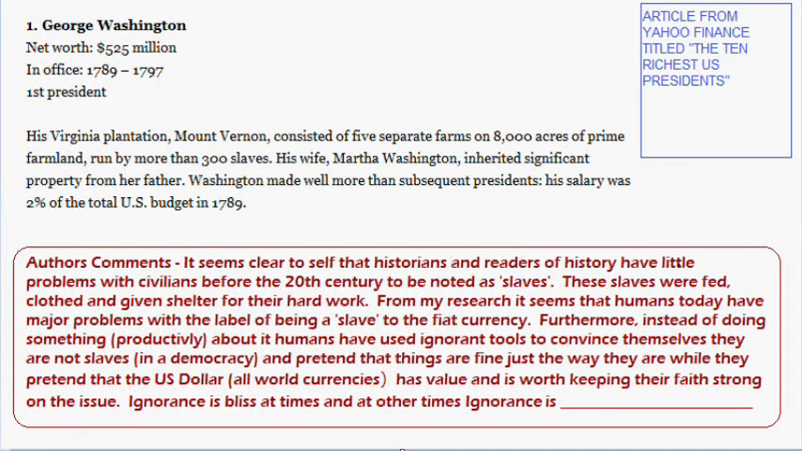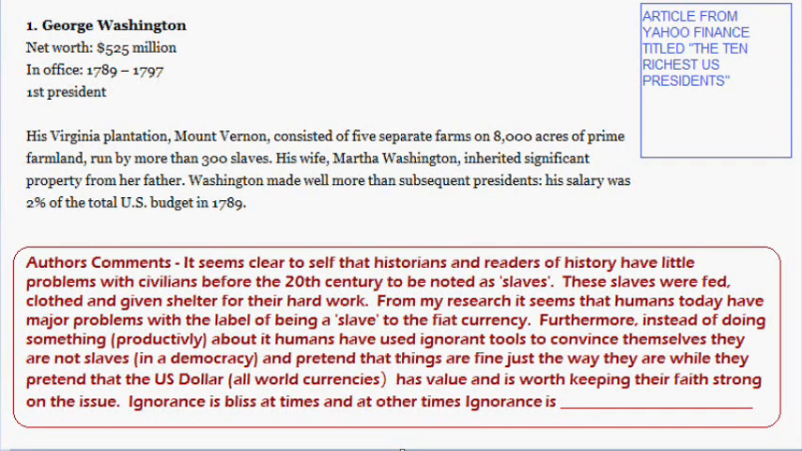It seems clear to me that historians and readers of history have little problem with civilians before the 20th century being noted as slaves. These slaves were fed, clothed, and given shelter for their hard work. From my research, it seems that humans today have major problems with the label of being a slave to the fiat currency.